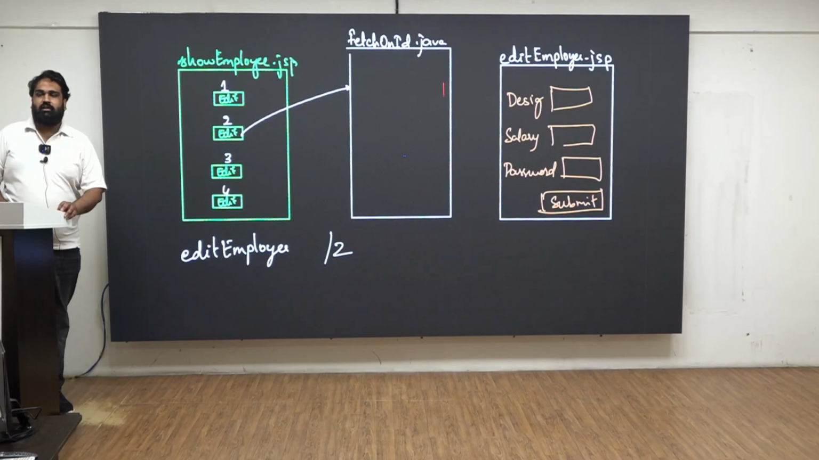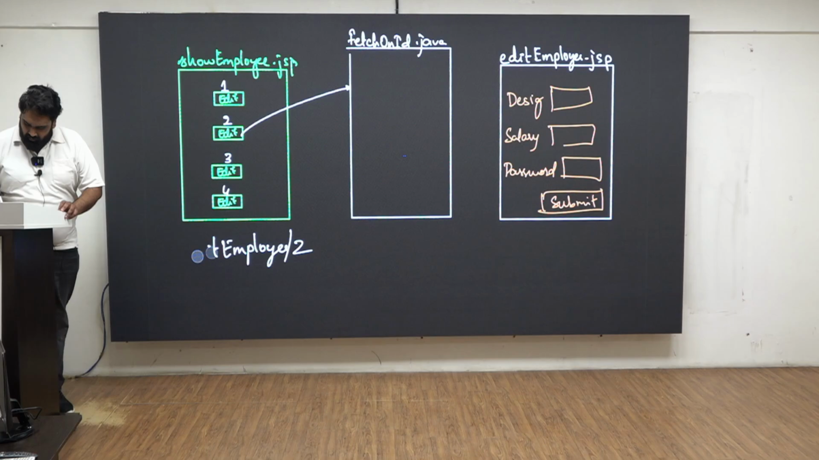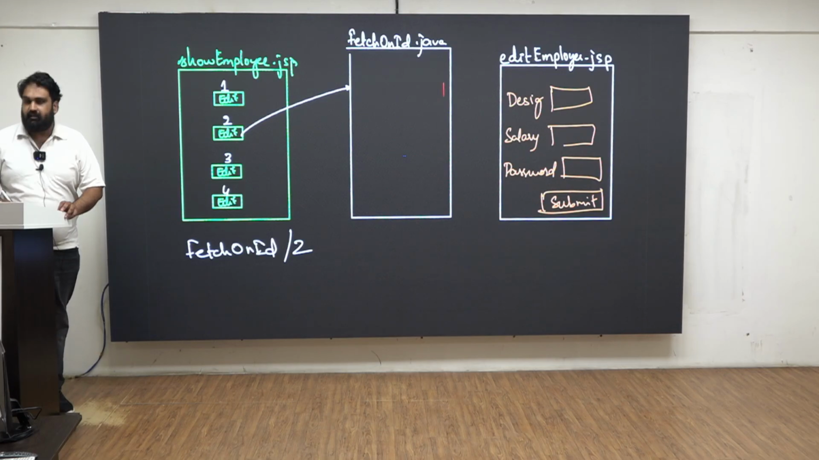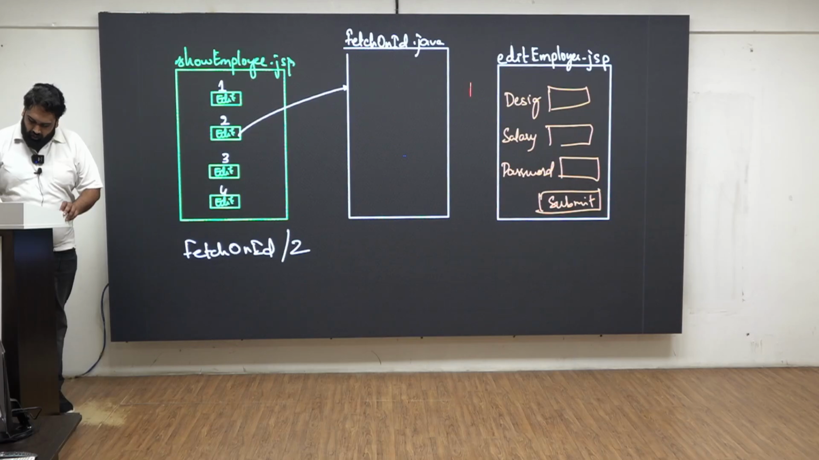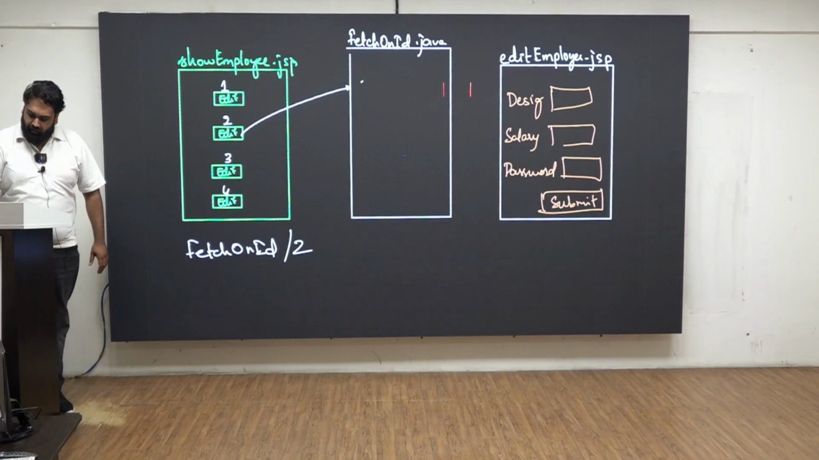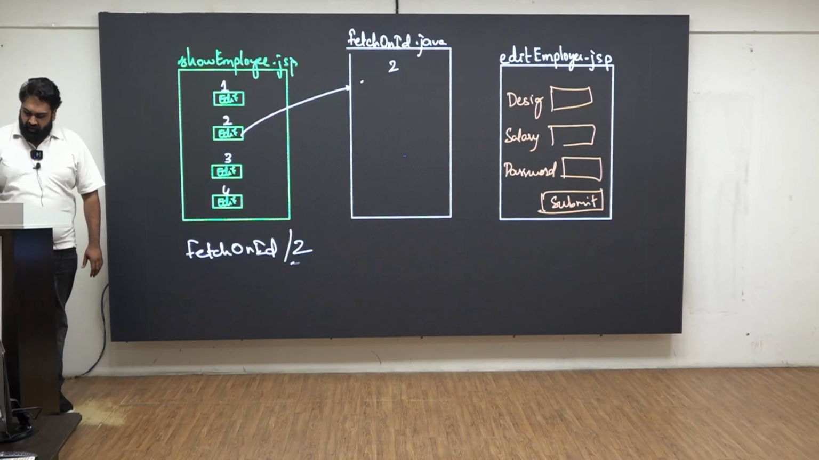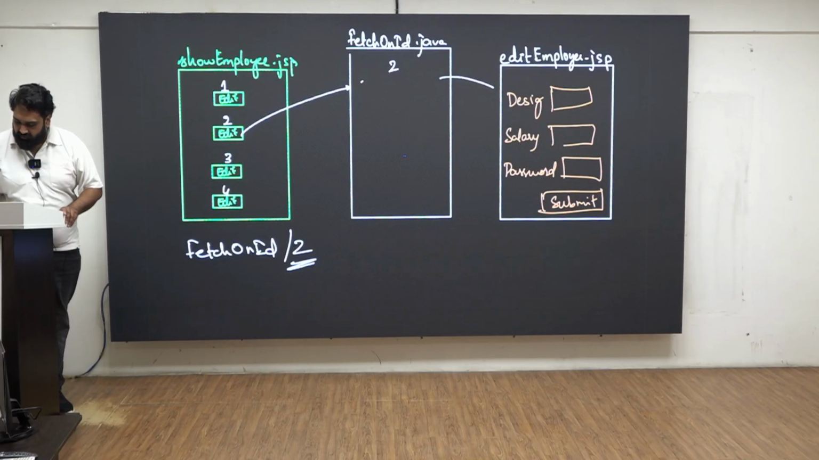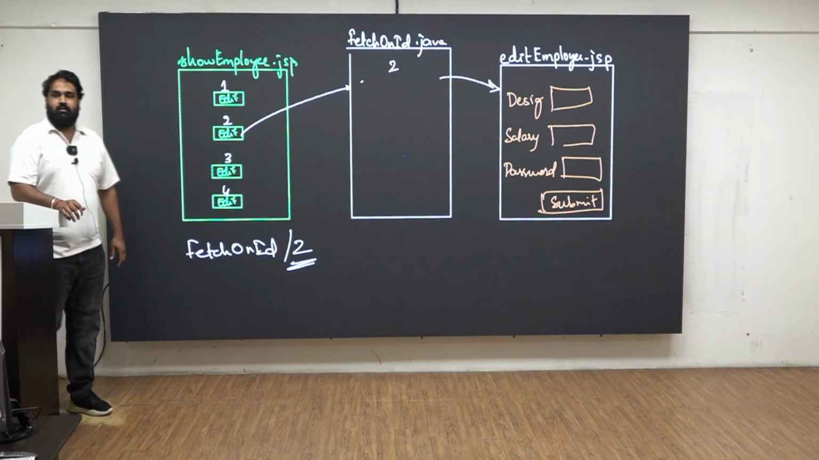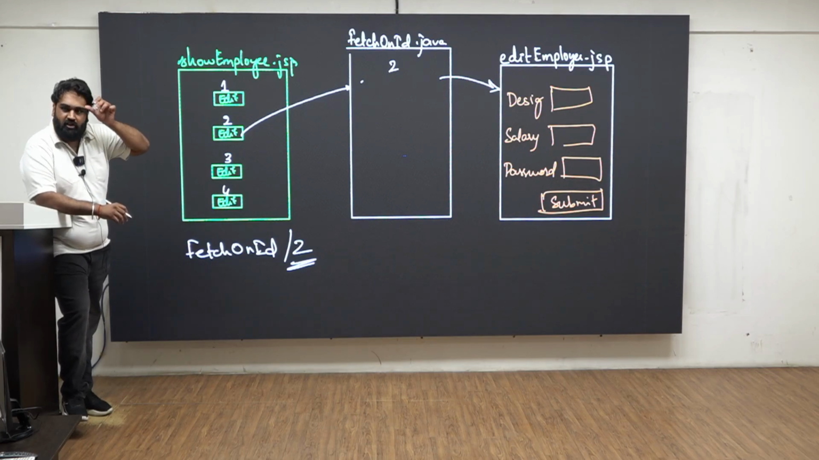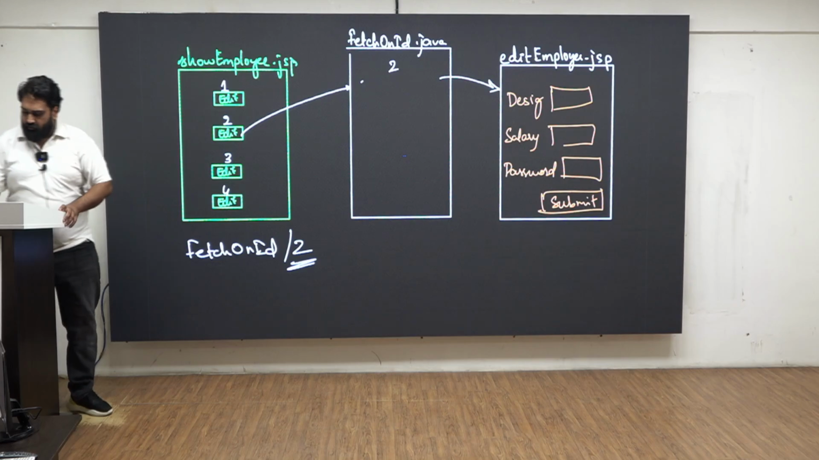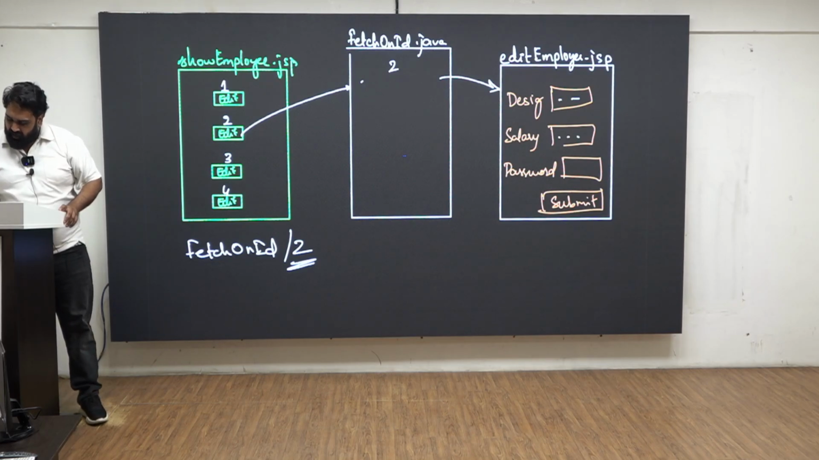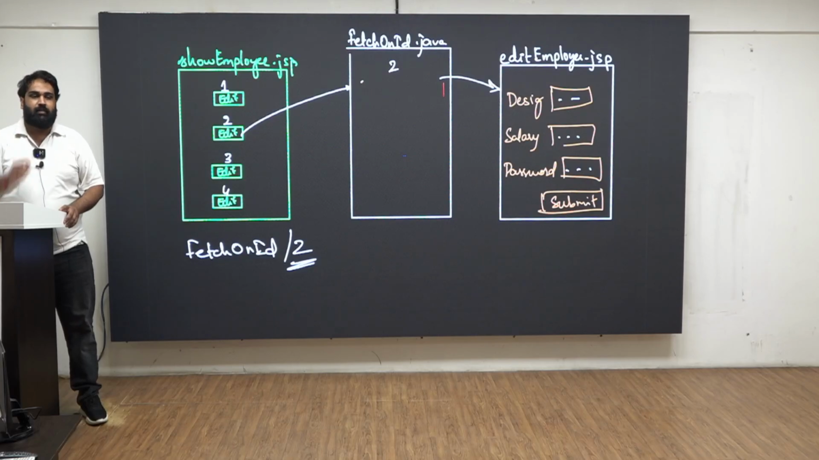id.java. What will this fetch on id.java do? It will have this id, maybe I will write it here as fetch on id is the URL. So as soon as I click on this edit button, it will go to fetch on id. It will bring the id using the request parameter. Then whatever information is there, it will put it into the session and call edit employee.java. So once edit employee.java is called, from the session I will display the designation, salary, password. I'll ask the user, please update.